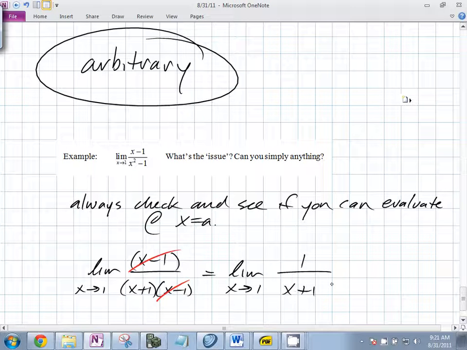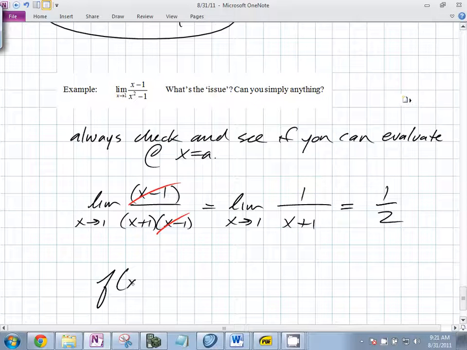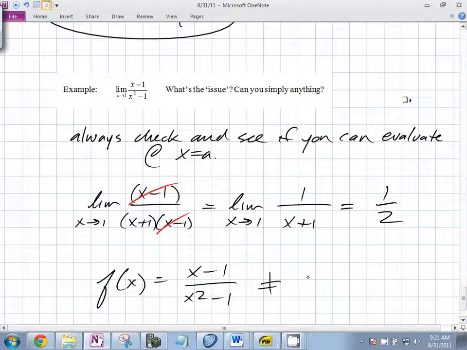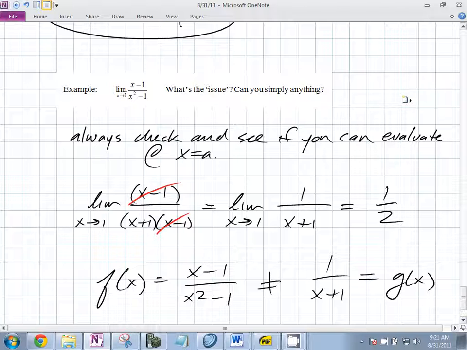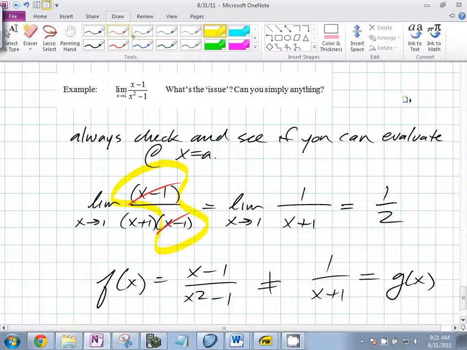This function right here, f of x equals x minus 1 over x squared minus 1, is not identical to 1 over x plus 1, which we'll call g of x. They're not the same. What's the only difference? You fill in the hole. One specific point. All we've done is plug the hole. This is a removable discontinuity right here because we canceled it on the top and the bottom. I love multisyllabic words: removable discontinuity.